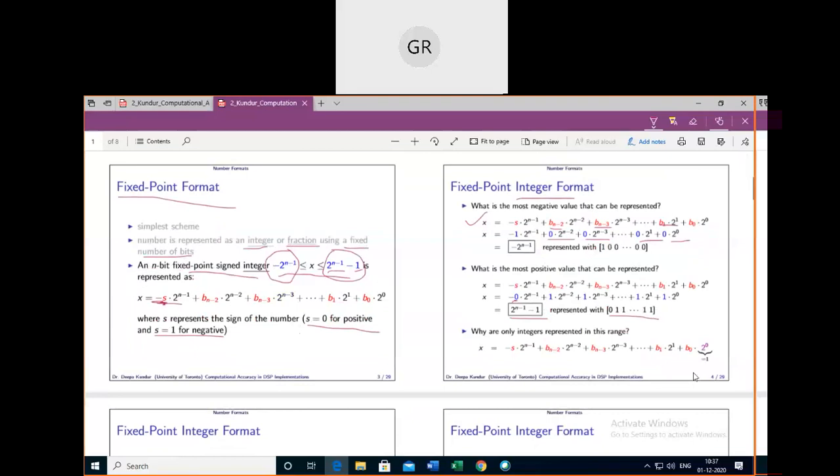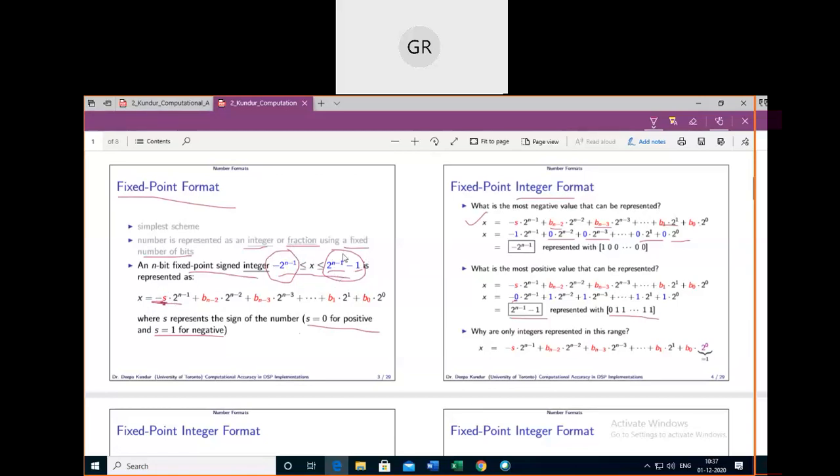Okay, just remember this number format, and this is the range. This is the most negative value. This is the most positive value. In problems, they ask you to determine the range.